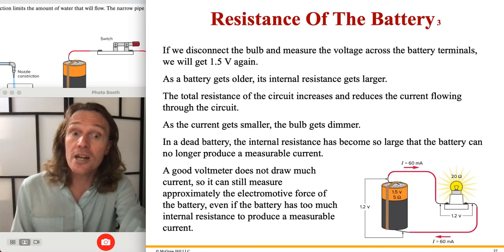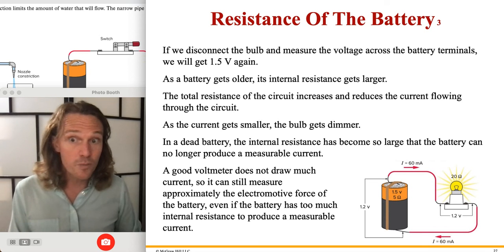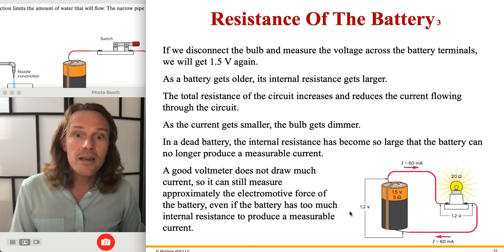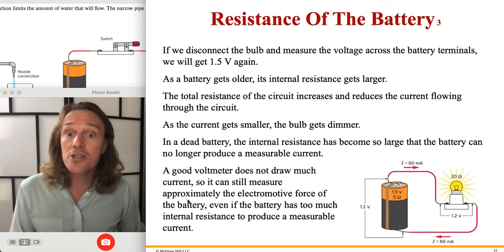A good voltmeter does not draw much current, all right? What's a voltmeter? It's a way to measure voltage. Perhaps you've seen one. They usually have little prongs, okay? That way it can measure approximately the voltage across something without influencing it, right? Without actually changing the internal resistance.